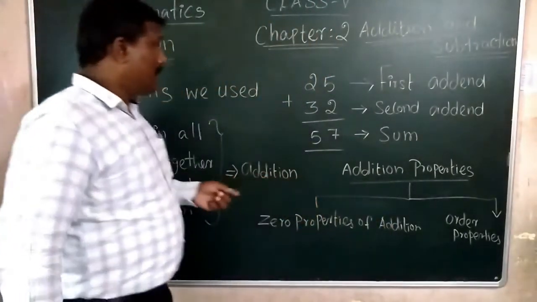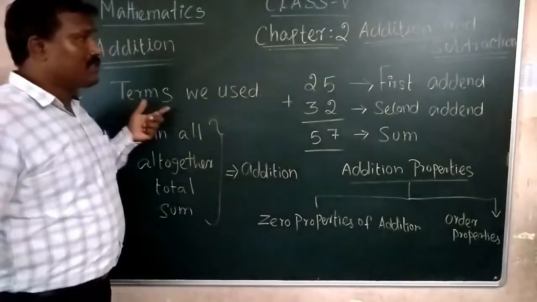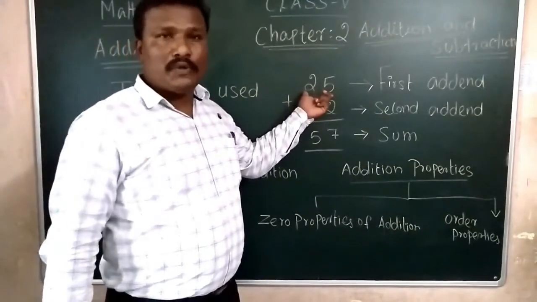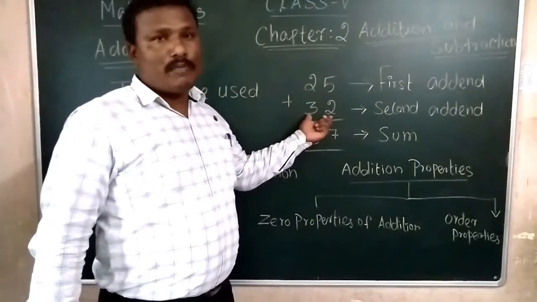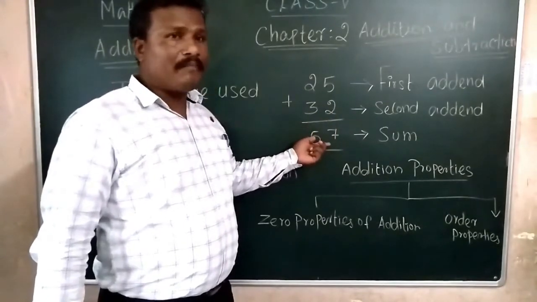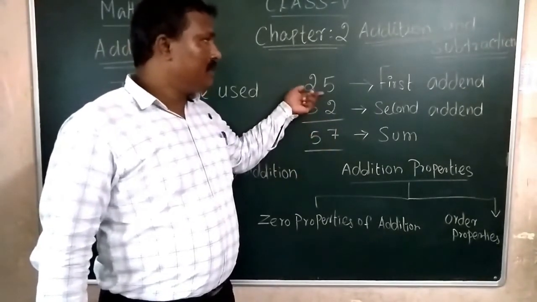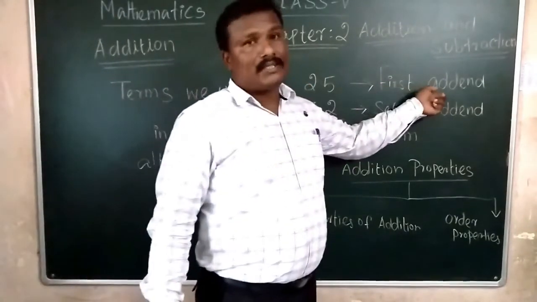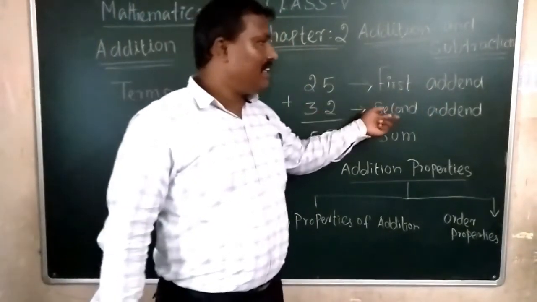First of all, what are the terms we use? Suppose I have 25 long size notebooks, then 32 small size notebooks. Now I want to add, so I get 57. In these terms we use addend. It's called the first addend. The second number we call the second addend.